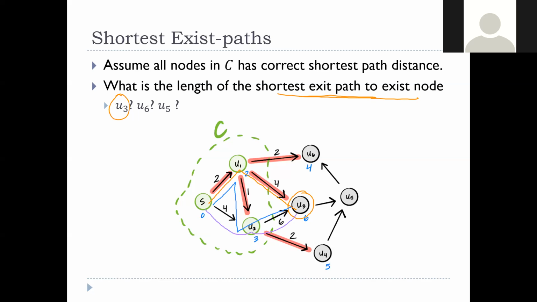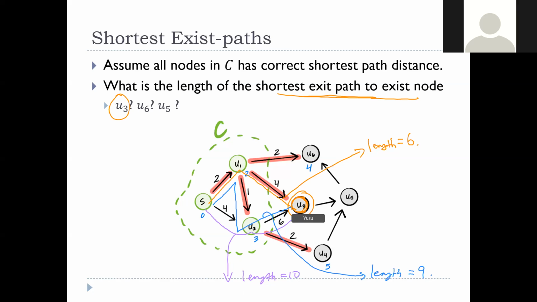So what is the shortest one, okay? If you calculate this, the purple path has length 4 plus 6, that's 10. The blue path has length 2 plus 1 plus 6, that's 9. Okay, while the orange exit path has length 2 plus 4. So the shortest exit path to reach the exit node U3 has length 6.